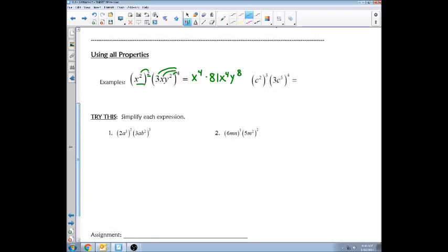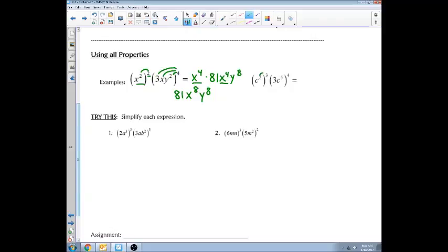Now what I need to do is go ahead and multiply my bases. So I'll have 81. And I have x to the fourth and x to the fourth. Remember, when I multiply bases, I add the exponents. So I have 81 x to the 8th, y to the 8th.